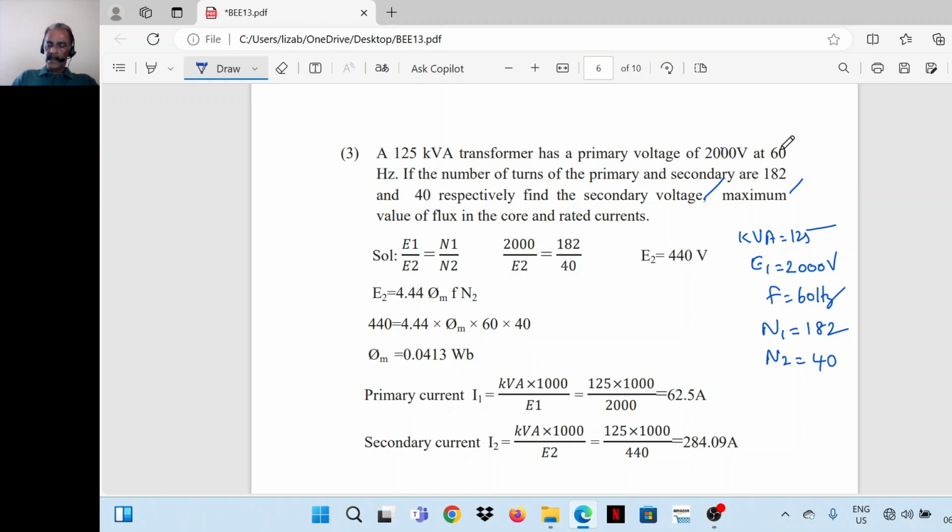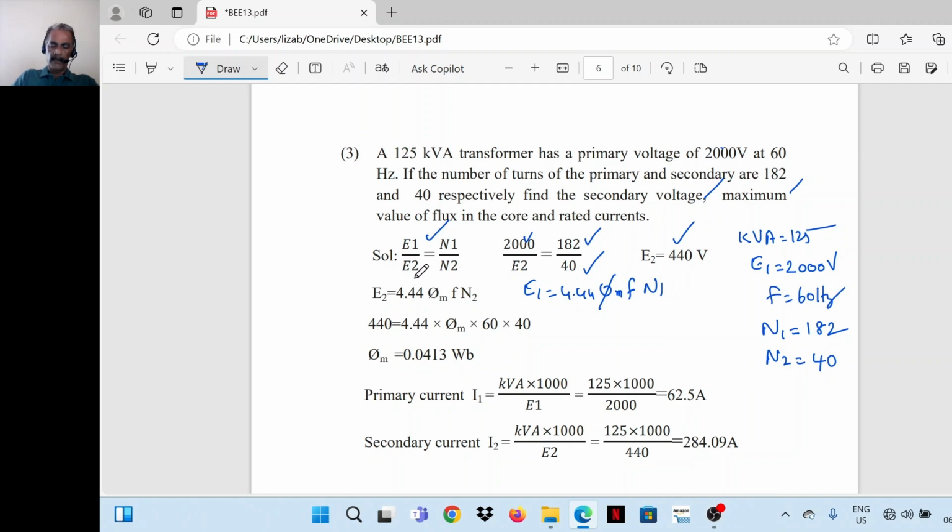So primary voltage is given, number of turns are also given. So we can use this equation, E1 by E2 is equal to N1 by N2. E1 is given, that is 2000 volt. E2 we have to find out. N1 is 182, N2 is 40, from which E2 is 440 volts. Then to find out phi m, we can use one of these equations. That is, E2 is equal to 4.44 phi m F N2, or E1 is equal to 4.44 phi m F N1. Choose one of these equations and find phi m.